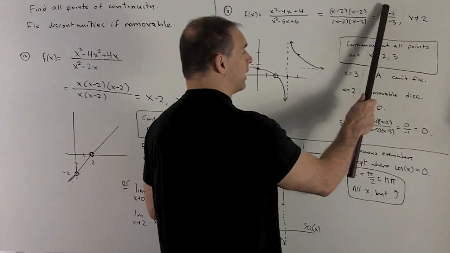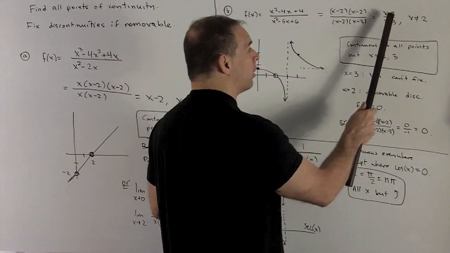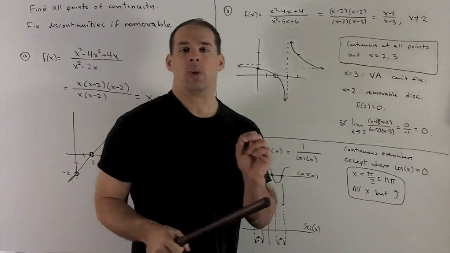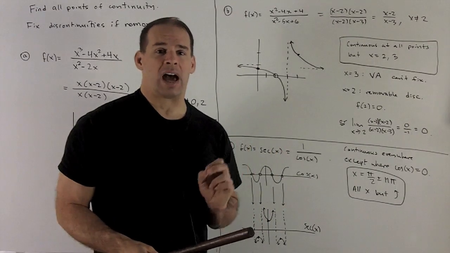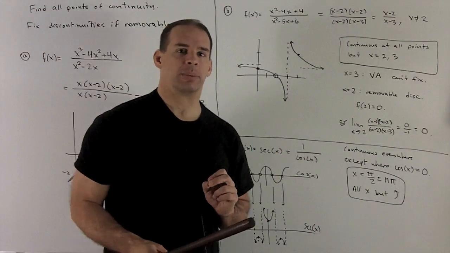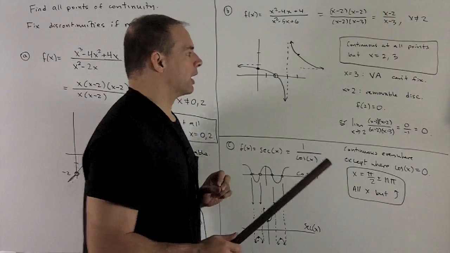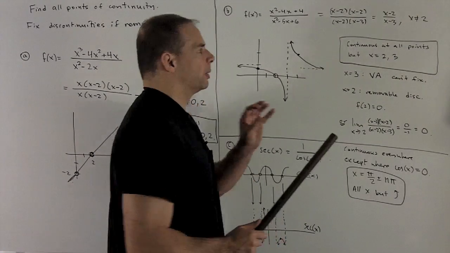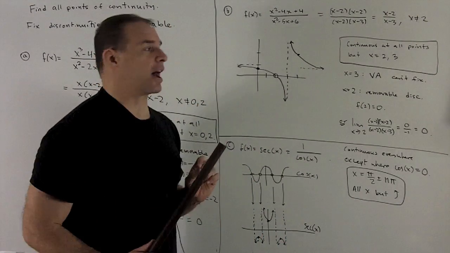If I put a 3 into this, I'm going to be dividing by 0. It'll be 1 over 0. No way to fix that with a limit, so that's going to be non-removable. Okay, we'll also see this in the picture. So let's do the picture to see if it agrees with what I just reasoned out.